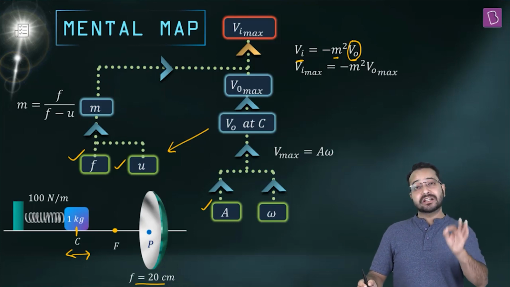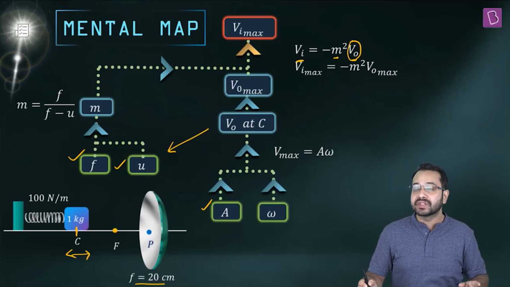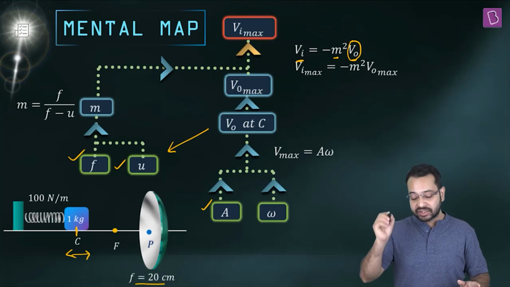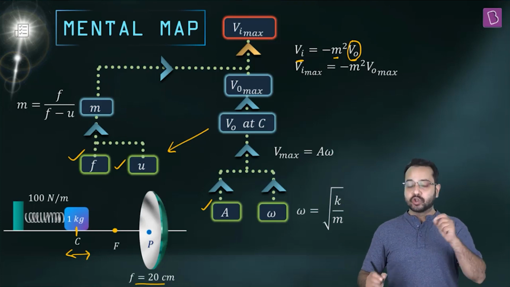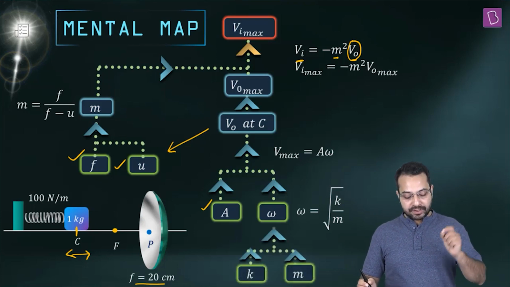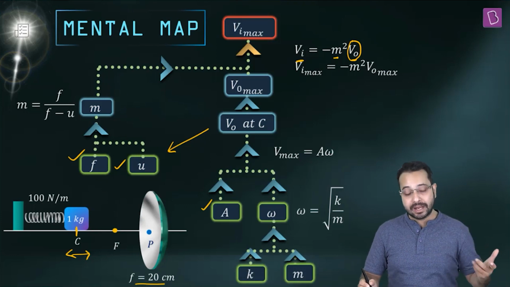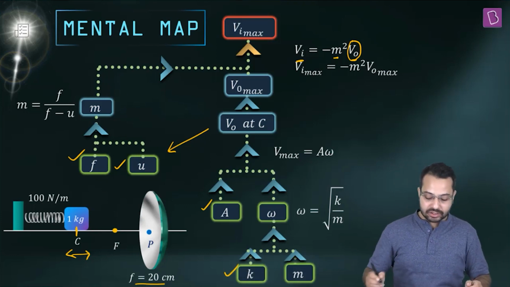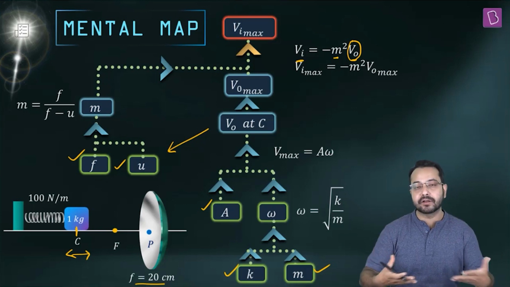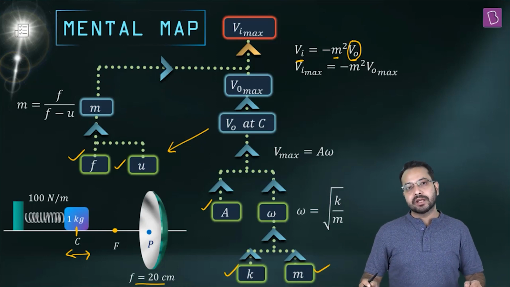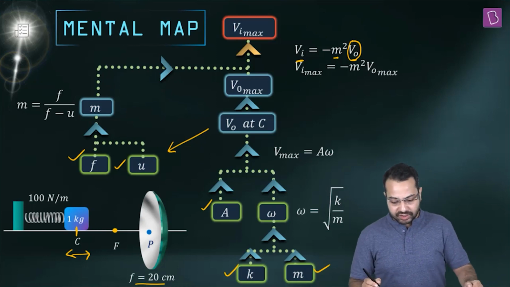What about omega? This is a spring mass system. Do we know what the angular velocity of a spring mass system is? Absolutely, it is under root of k by m. So what do I need to figure out? I need to figure out k and m. Is k known? Yes, k is known. Is mass known? Yes, mass is known. And hence, right in front of you, my problem is solved. Now I just need to follow these steps and I'm going to reach my solution. All right, so let's get started with it.